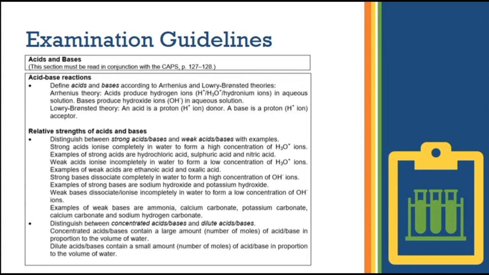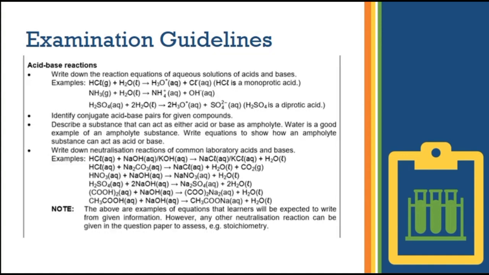We first, as you can see on the screen, going to look at acid-base reactions. We're going to look at two models, the Arrhenius model of an acid and a base, and then the Lowry-Bronsted theory of an acid and a base. Then, as you can see, the next subheading we're going to consider is the relative strengths of acids and bases. What is a strong acid? What is a weak acid? What is a strong base? What is a weak base? What is meant by a concentrated acid or concentrated base? Well, what do we mean when we talk of a dilute acid or dilute base? Look out for those points. They're very important.